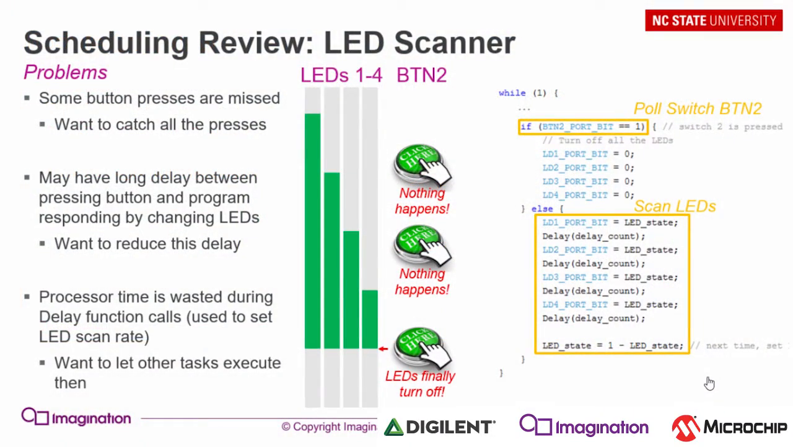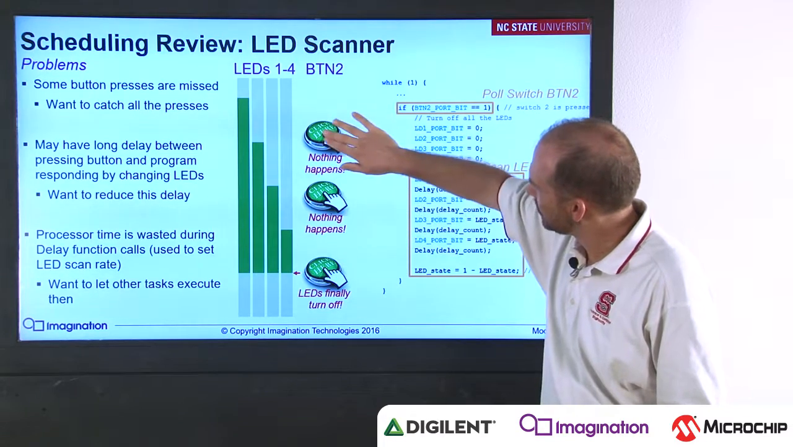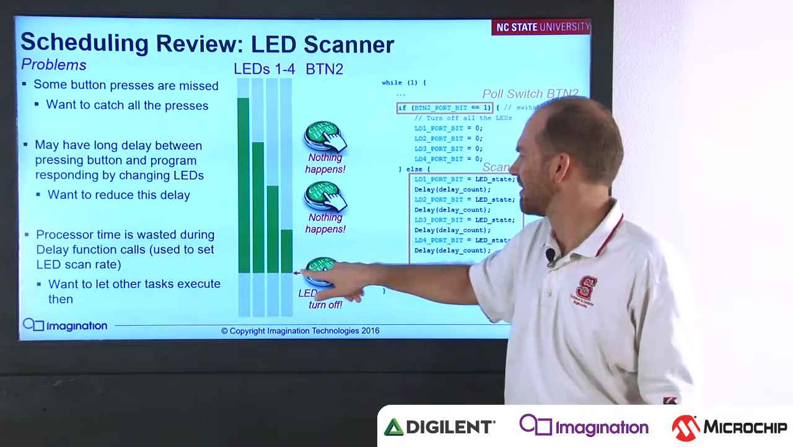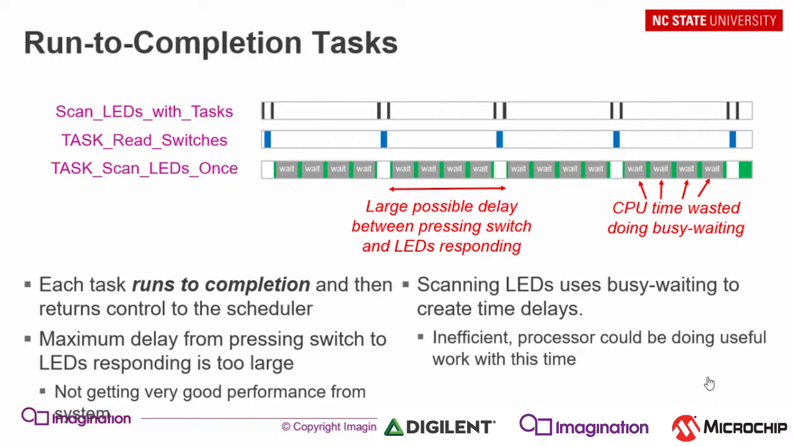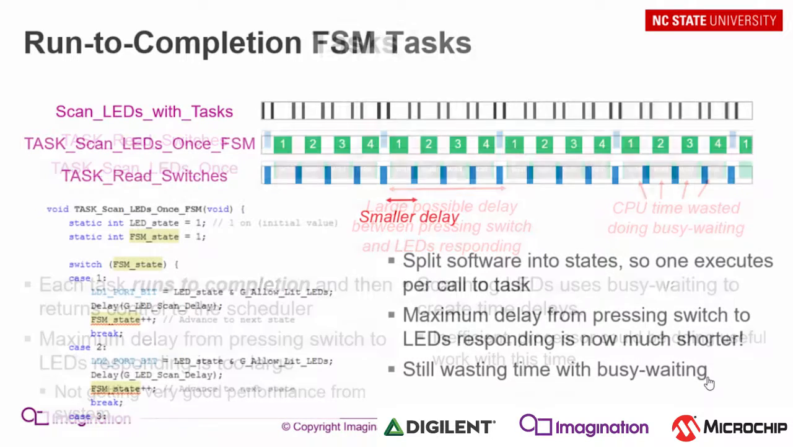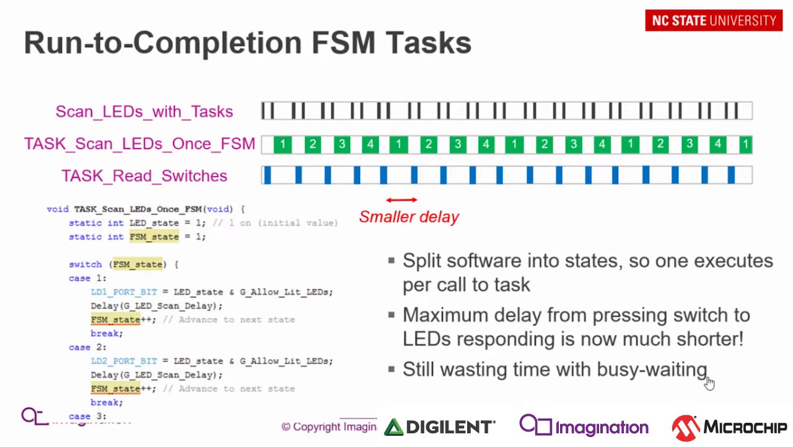So we start off with our review of our simple LED scanner and switch polling example, which has poor responsiveness. The switch presses here are ignored. They're only recognized down here. And remember, we started with this run to completion task model and built upon it. We looked at how to use finite state machines so that each task takes less time to execute. And we saw how that reduced execution time increases the polling frequency, so we get a smaller delay. We also looked at the fact that we were still wasting time with busy waiting in the finite state machine.